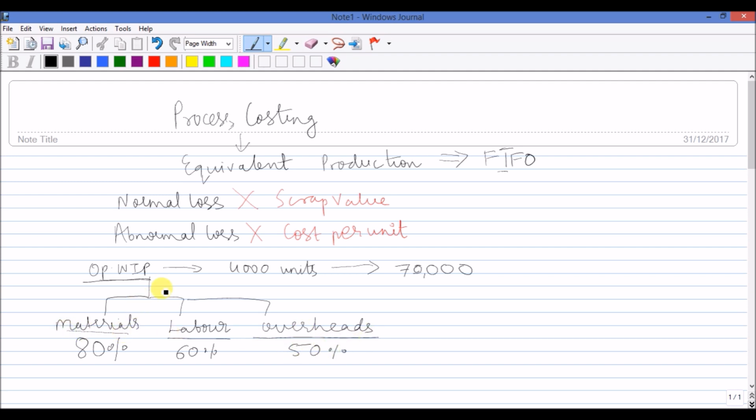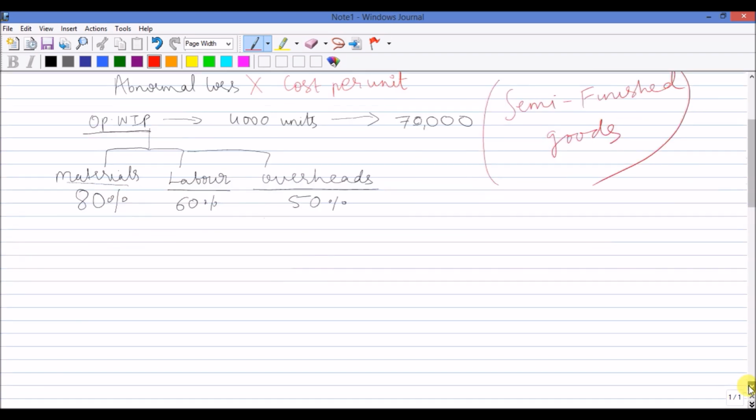So friends, the opening work in progress will denote that materials consumed is 80%, the labor which has worked on these units is 60%, and the overheads which are absorbed is 50%, and the total cost of all these three together is 70,000. So this is a part which is called opening work in progress, and you can also name it as semi-finished goods. Now friends, you can understand what is going to happen now.